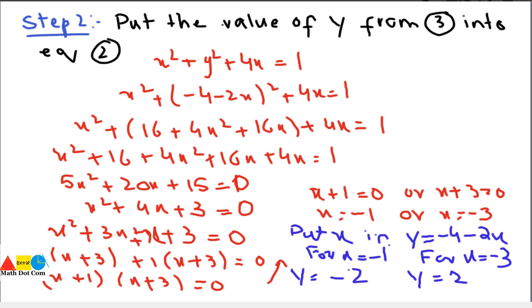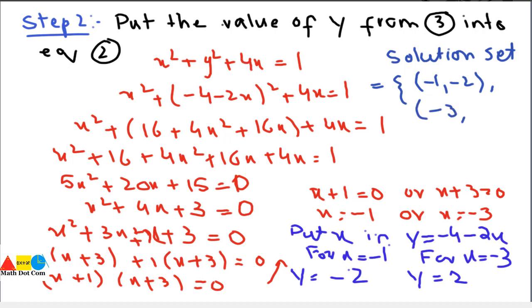So that's all for the second method that you can use to find the solution of two simultaneous equations. The solution set basically consists of ordered pairs. The solution set will be (minus 1, minus 2) and (minus 3, 2). So that's all from today's lecture about how you can solve a system of simultaneous equations in two cases: when one equation is linear and the other quadratic, and when both the equations are quadratic.